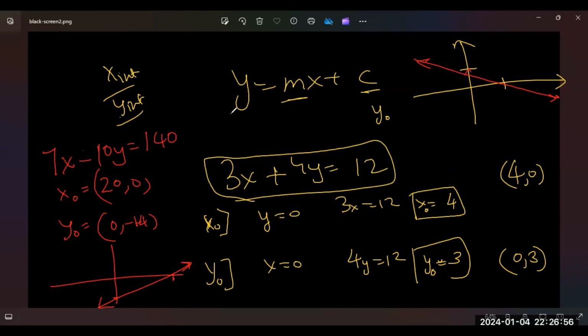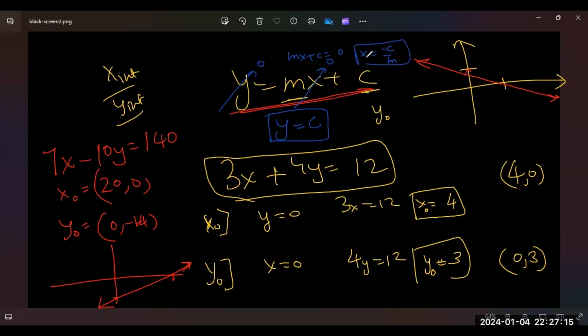Now, in a given equation like this, how do you find the y-intercept? It will be simple. What will you do? Put x as 0, you will get y equals c. So this will be the y-intercept. How do you find the x-intercept? Put y as 0. So mx plus c becomes 0, so x becomes minus c by m. This will be the x-intercept. Just remember, for x-intercept, put y as 0. For y-intercept, put x as 0.